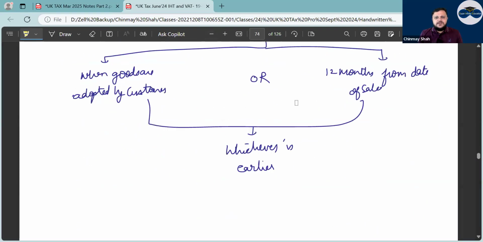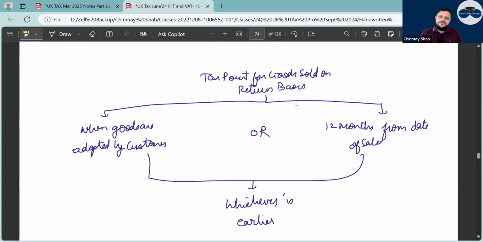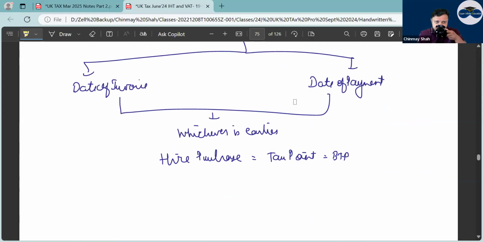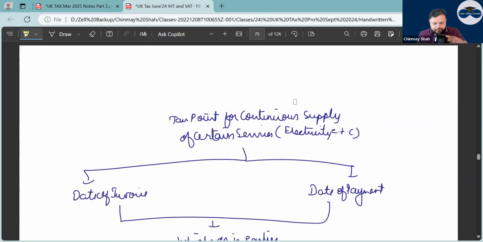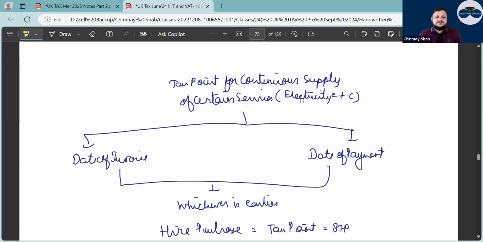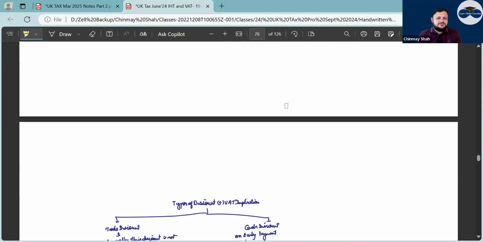What will be the tax point for goods sold on sale or return, right? A lot of people say you take the goods, you pay afterwards. Don't worry, correct? When goods are adopted by the customer, so when the customer does not come to return and says, I like the goods, I'm keeping them, or 12 months from the date of sale, if that person does not come, whichever is earlier is the tax point, correct? Then for continuous supply of service, electricity and all, the date of invoice or date of payment, whichever is earlier. Hire purchase, it is the basic tax point.